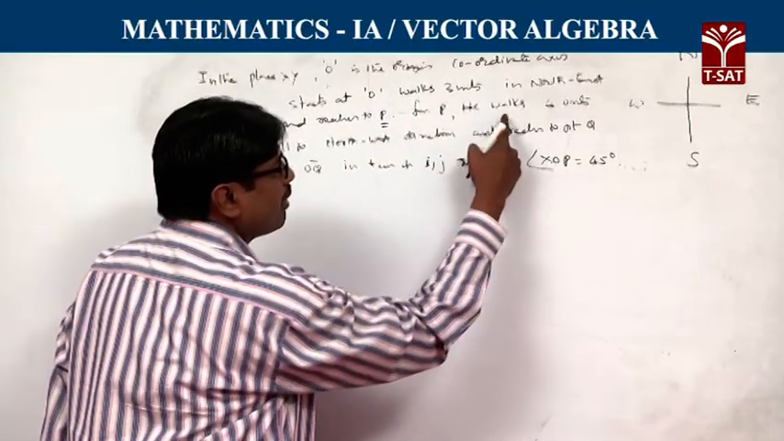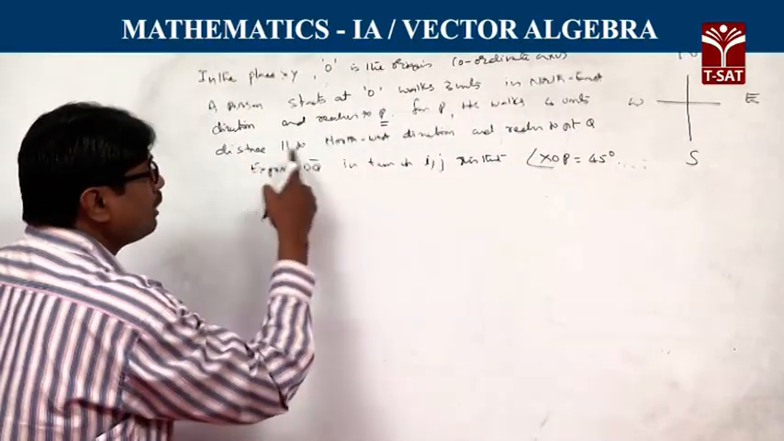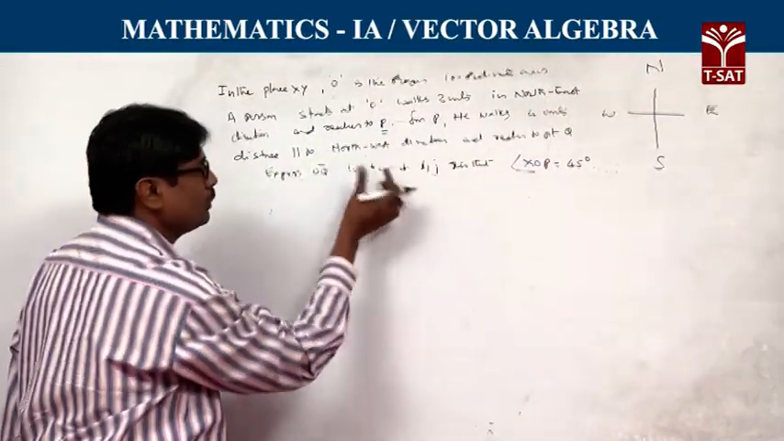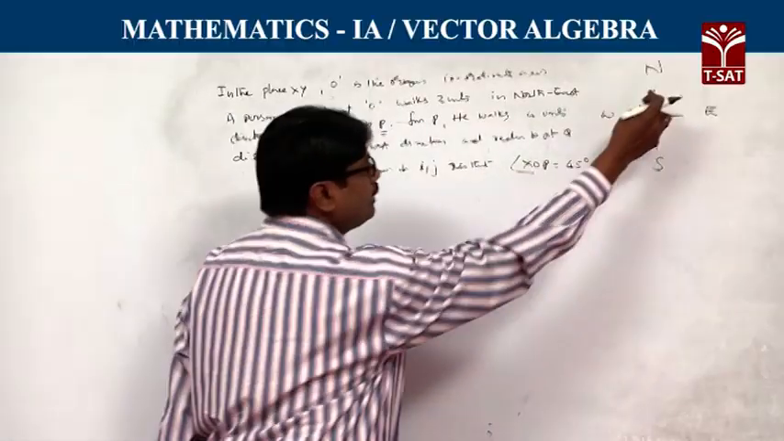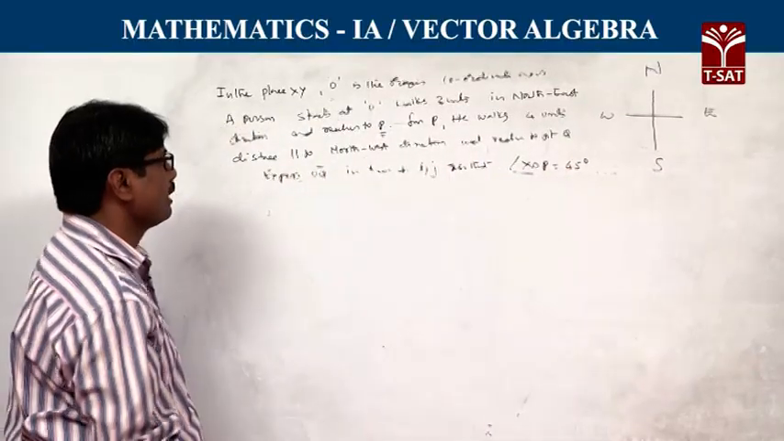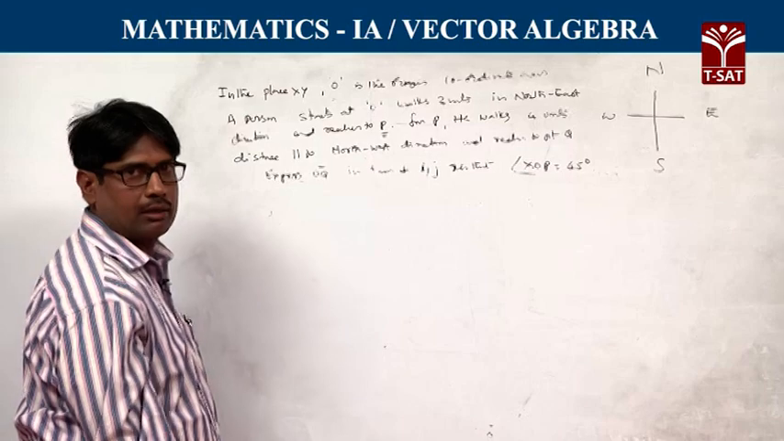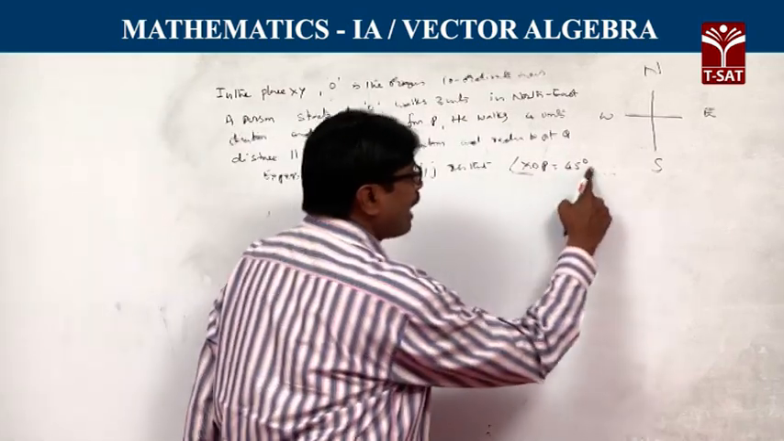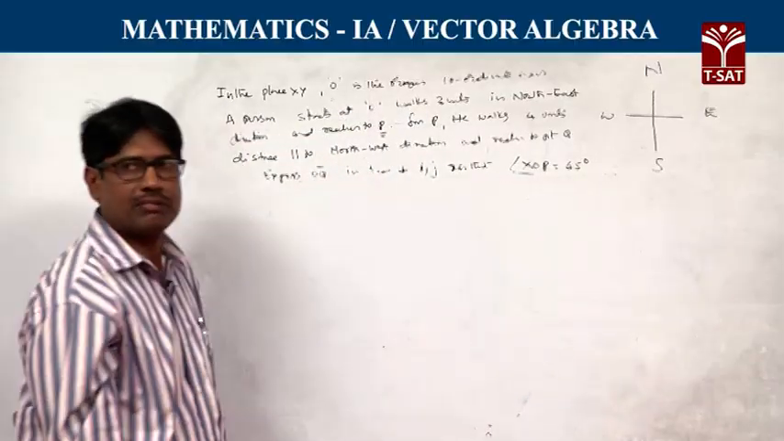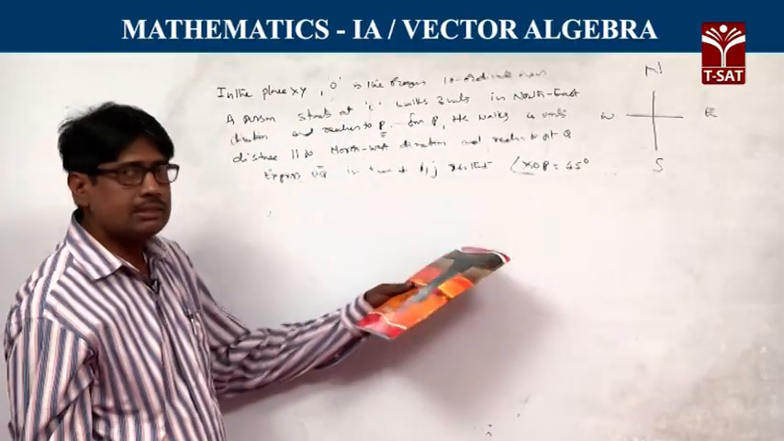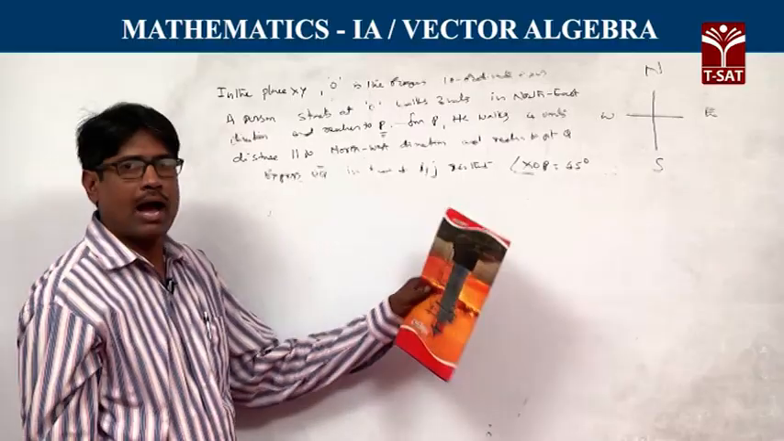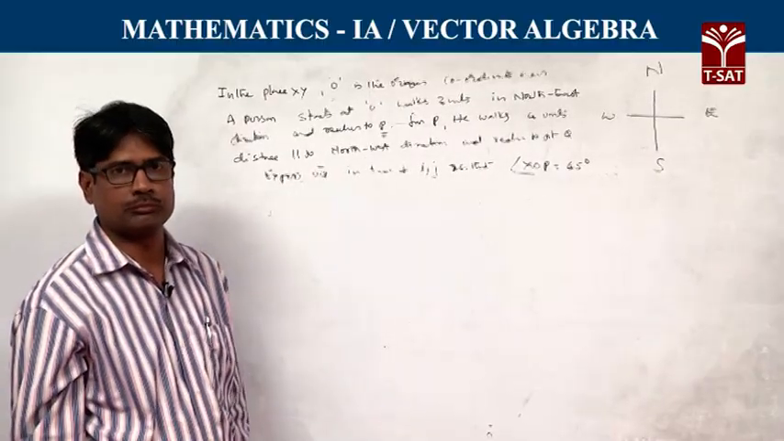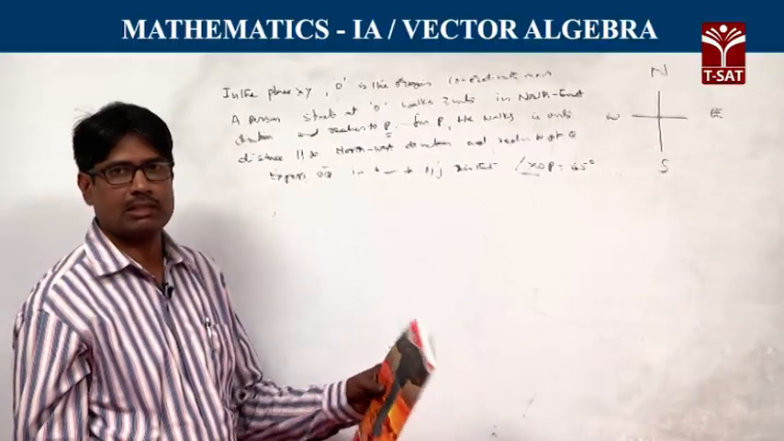From P, he walks 4 units parallel to the northwest direction and reaches another point Q. Then express OQ bar in terms of i bar and j bar, given that angle XOP is equal to 45 degrees. Last session I explained that i bar and j bar are the unit vectors of the x axis and y axis.